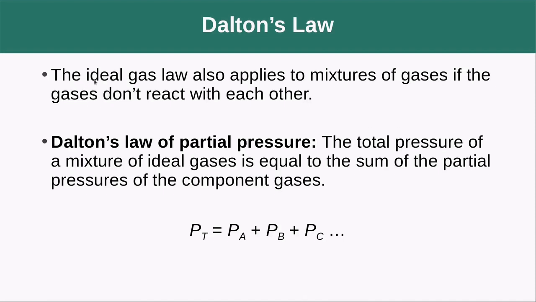Dalton's law. So the ideal gas law also applies to mixtures of gases if the gases don't react with one another. And this leads us to Dalton's law of partial pressure, which is that the total pressure of the system is going to be equal to the pressure of each one of its components. So if you have A in a flask and it has a pressure, B in a flask and it has a pressure, you add them all up to get the total pressure.